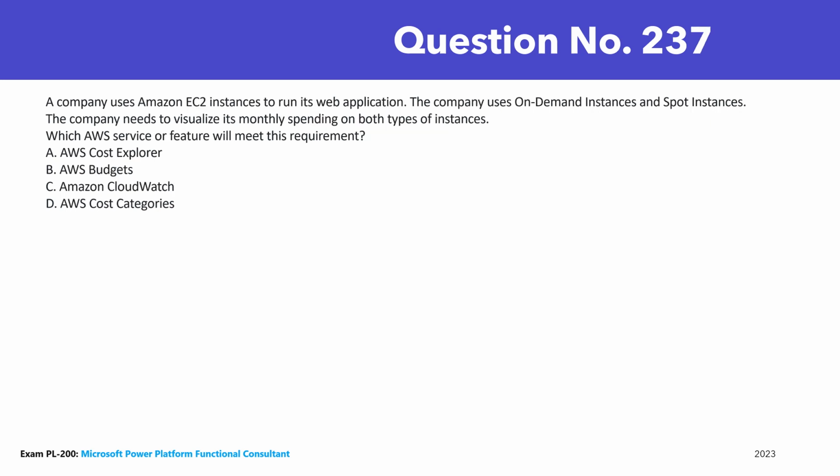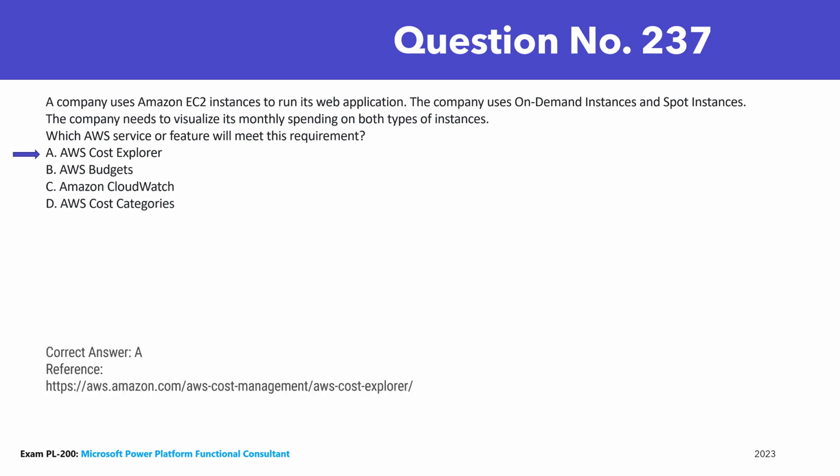A company uses Amazon EC2 instances to run its web application. The company uses on-demand instances and spot instances. The company needs to visualize its monthly spending on both types of instances. Which AWS service or feature will meet this requirement? A. AWS Cost Explorer. B. AWS Budgets. C. Amazon CloudWatch. D. AWS Cost Categories. Correct answer, A.